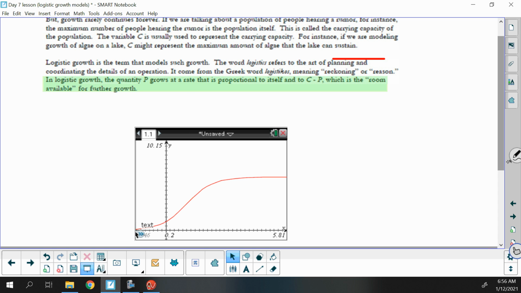Now in logistic growth, the part that's highlighted in green there, our quantity P grows at a rate proportional to itself and to C minus P. So what C minus P represents, C is the carrying capacity. That would be the total population. And then when you do minus P, it's the people that already have something. So if it was like the virus, the people that already have the virus. Another way is the room available for further growth, essentially. So it's who has it, and then times the people that haven't had it yet out of the total population.